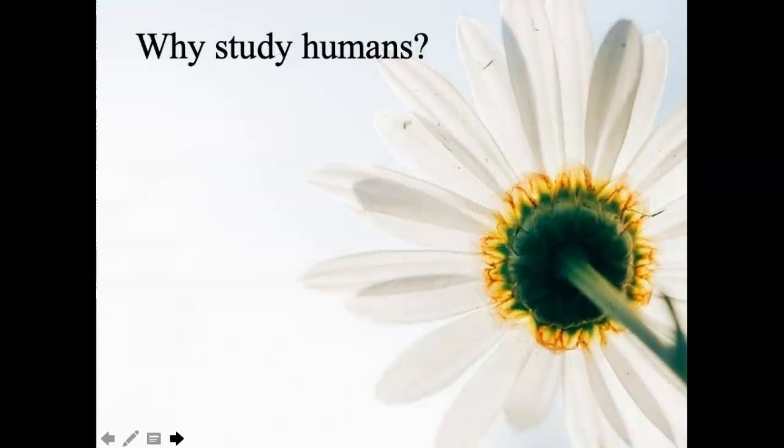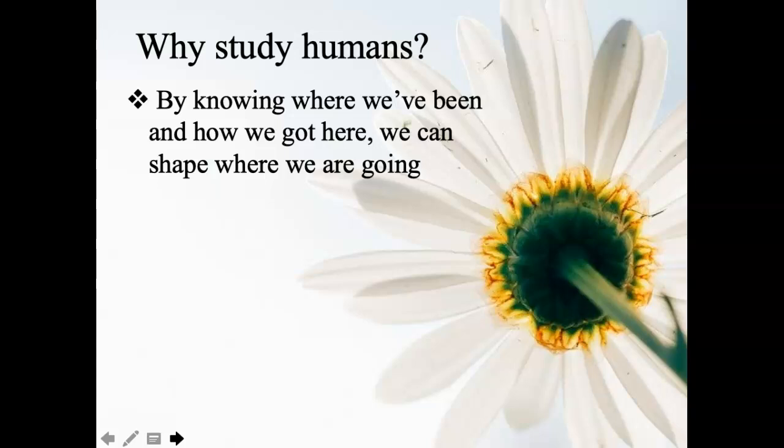So to rephrase the questions anthropology asks that we learned at the beginning of this lesson, by knowing where we've been and how we got here, we can shape where we are going. As humans, we are in the unique and powerful position of being able to shape our own future, the future of other living things, and the planet we all share. And with great power comes great responsibility. From the climate crisis, the COVID crisis, an extinction crisis, and a crisis of belonging.